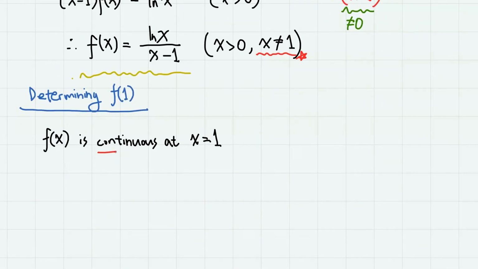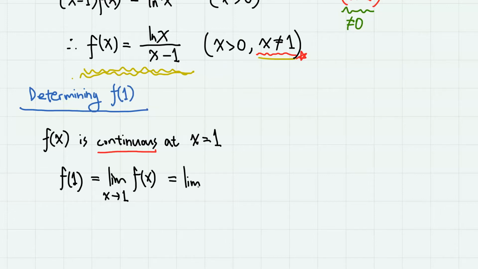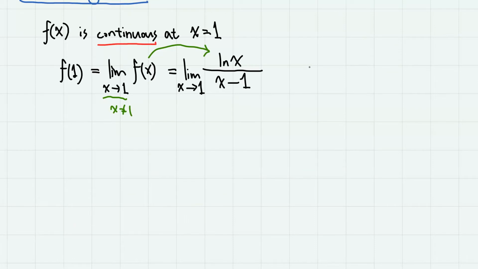Since f(x) is continuous at x equals 1, f(1) can be defined as the limit of f(x) when x approaches 1. Now f(x) is defined like this when x is not equal to 1, so we have the limit as x approaches 1 of ln x over (x minus 1). We can use this expression for f(x) because x approaching 1 means that x is not exactly 1. So now we have to evaluate this limit.